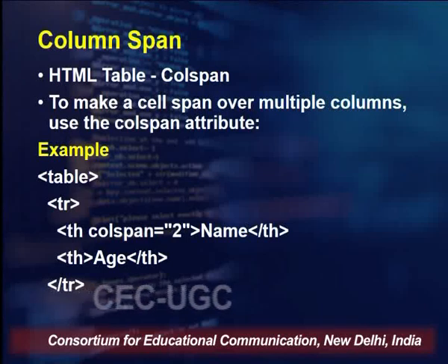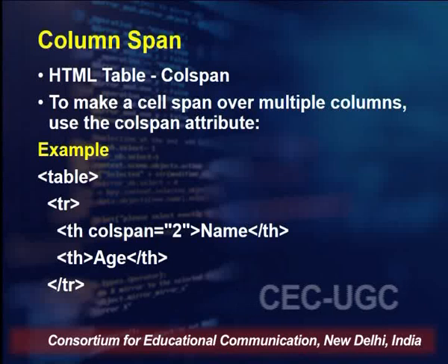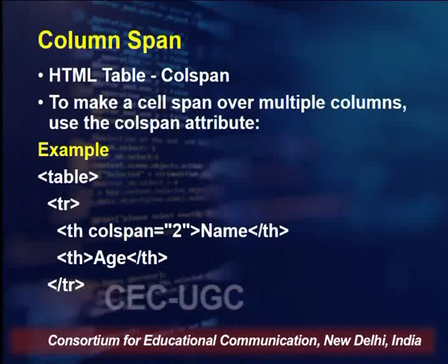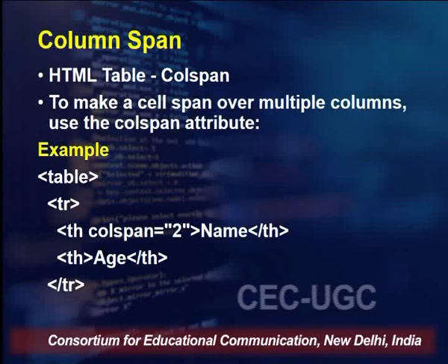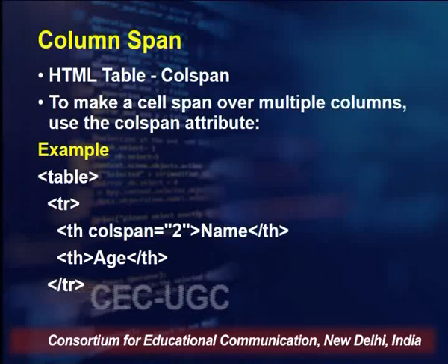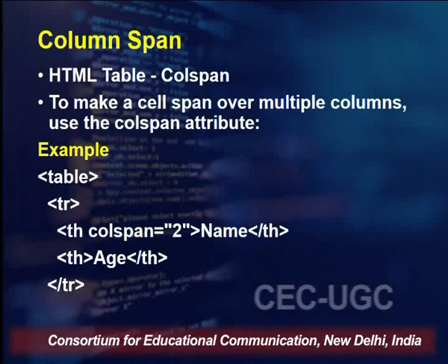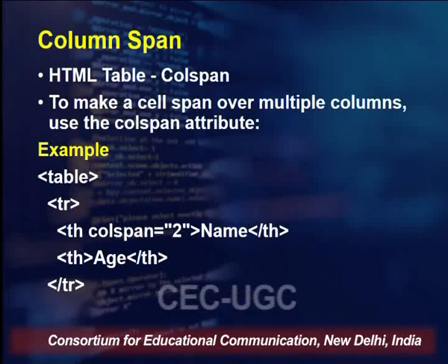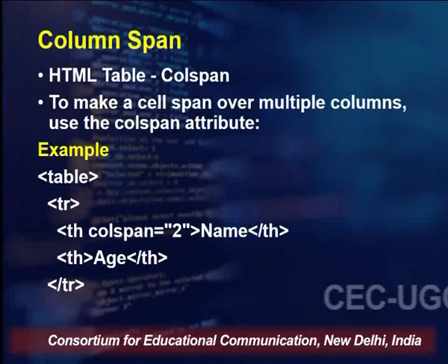We have seen that many times there is a requirement of spanning a particular cell over multiple columns. For example, we have an address, and within that address we have 3 sections: house number, street name and the city. So that address will be spanned over 3 columns. In order to expand any particular data or heading over multiple columns, we can say colspan is equal to the number of columns. So the command is very simple.